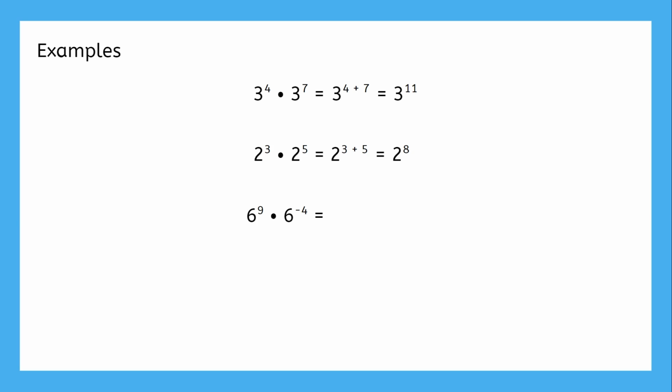6 to the 9th power times 6 to the -4th power. Wait, exponents can be negative? No time to think, got an answer. We can add the exponents together, and 9 plus -4 is 5.